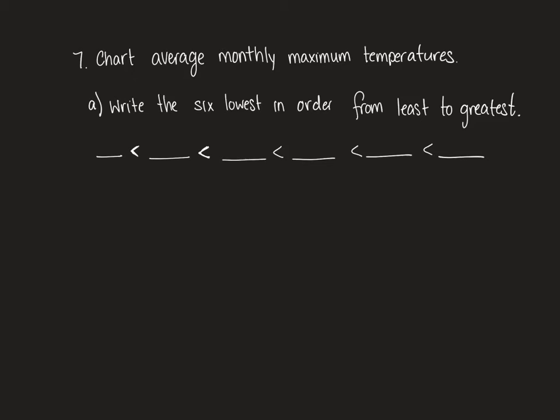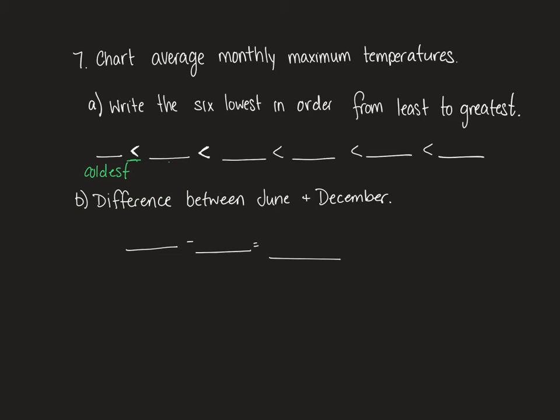Question 7 will give you a chart of the average monthly maximum temperatures in Ottawa. Question A is going to ask you to write the 6 lowest in order from least to greatest. So these signs in the middle are less than signs. So the first number is less than the second number. Your coldest temperature out of everything should go in the first line, and then you're just going up one warmer. So you're not putting all the months in.